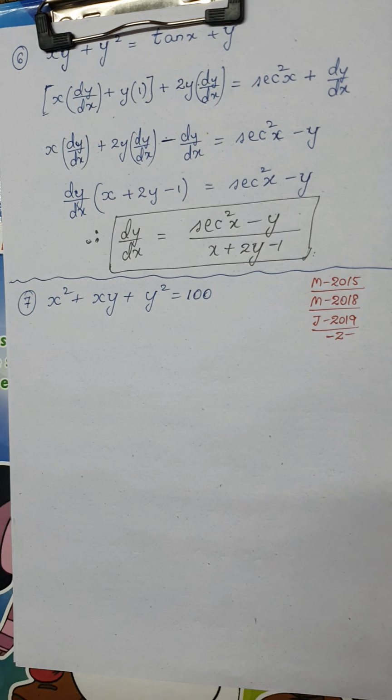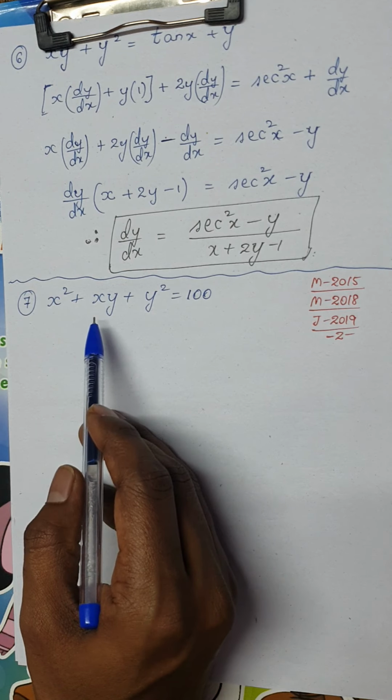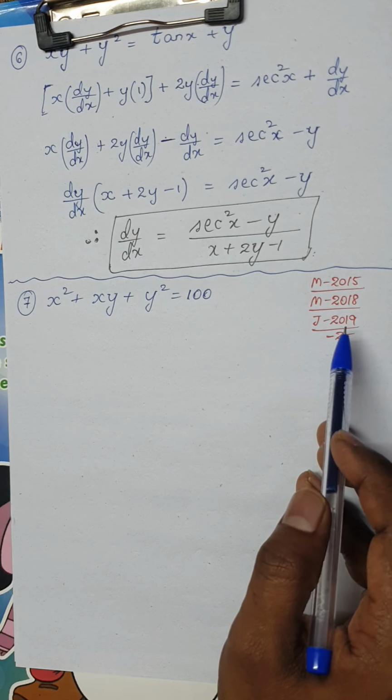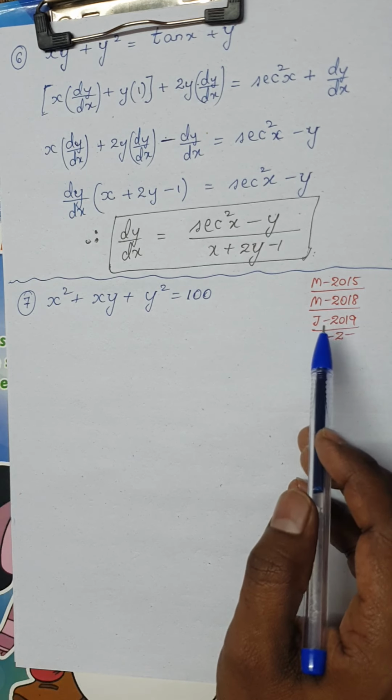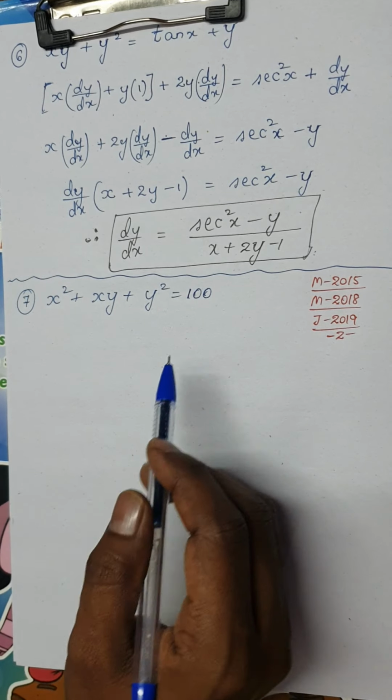Okay class, moving on to the next question. I have x square plus x into y plus y square is equal to 0. Now this question has been asked 3 times in your examination. The reason is there are chances of student making mistake here. Let us see in which way they are going to make mistake, okay.